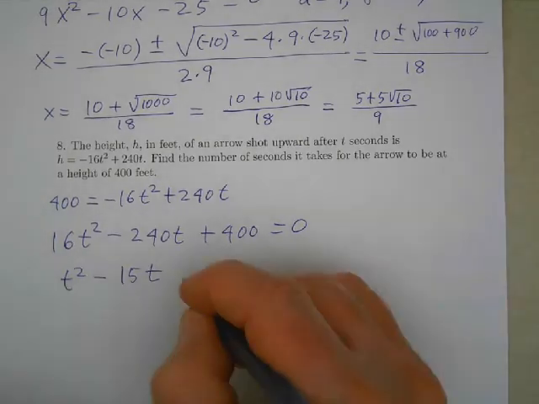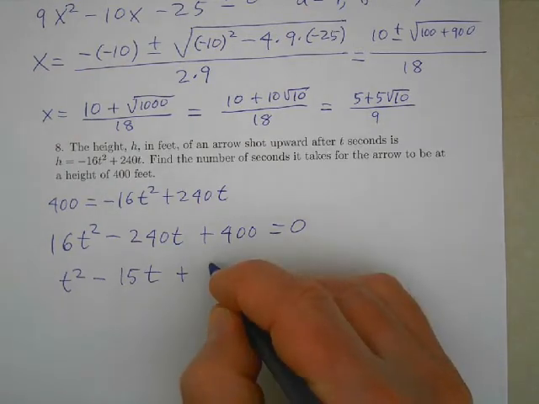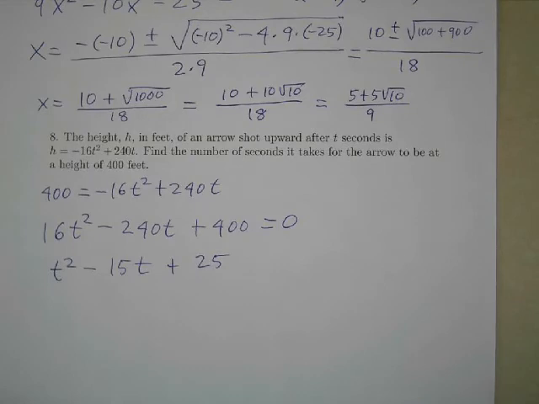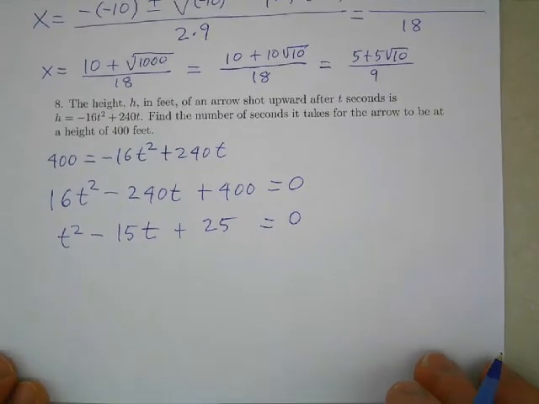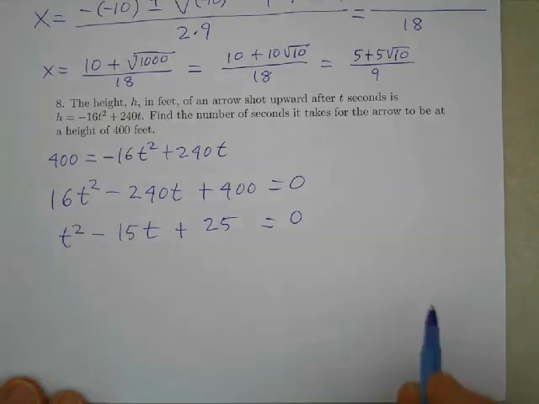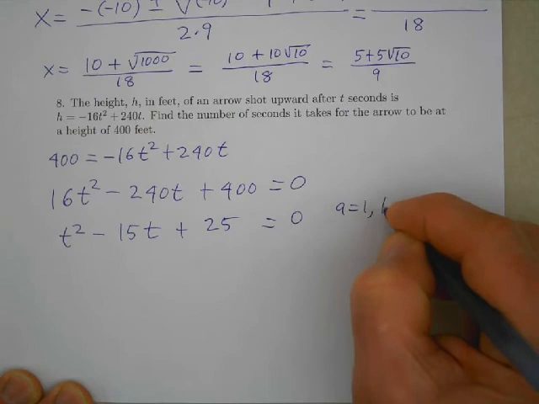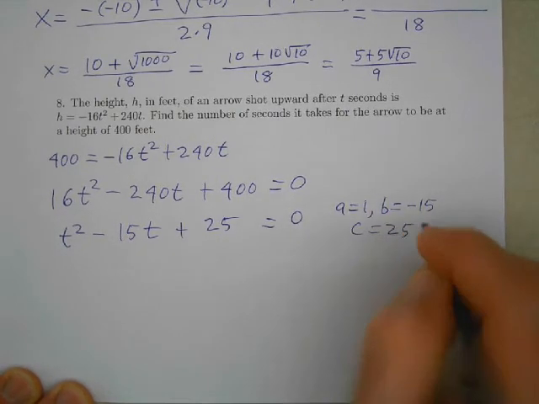plus, what's wrong with you, 25? Yes, of course, 400 divided by 16 is 25, and that's equal to 0. So we can use the quadratic formula on this. So for this one, a is 1, b is negative 15, and c is 25.